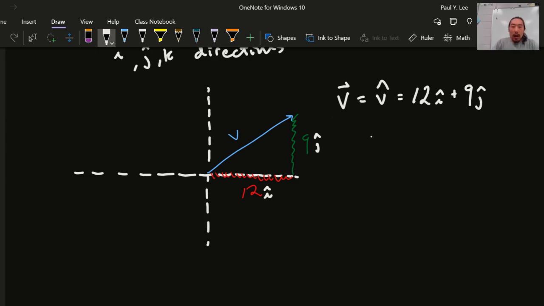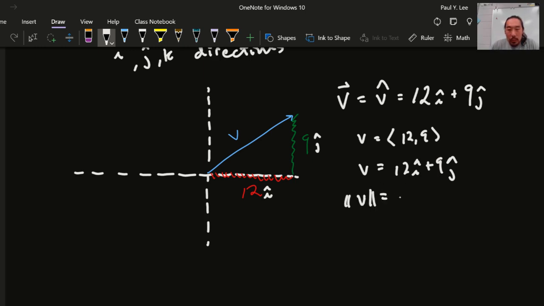We could even write this as V is equal to 12 comma 9, like we did before. We could write it as V is equal to 12 i hat plus 9 j hat. Or we can even say the magnitude of this, which we found was 15. So there are a lot of different ways of describing that one arrow right there.